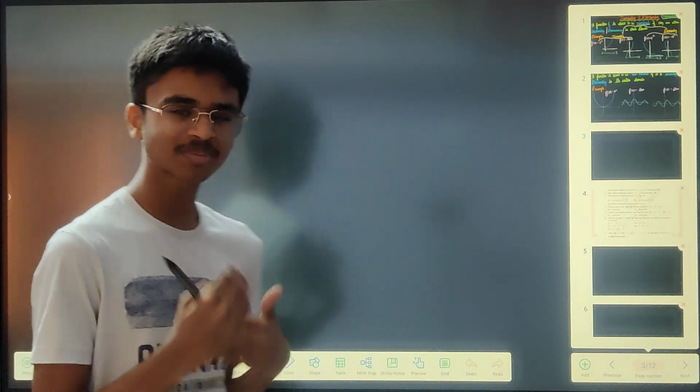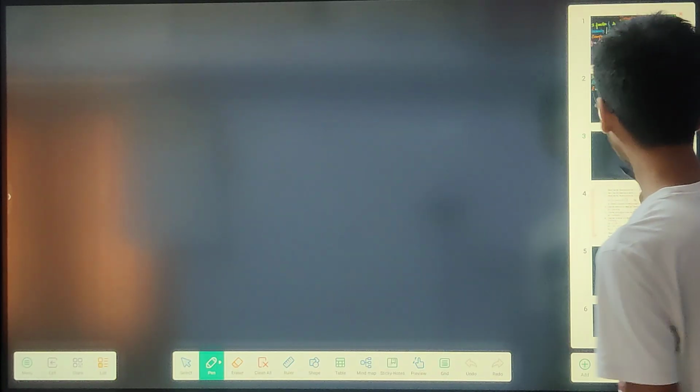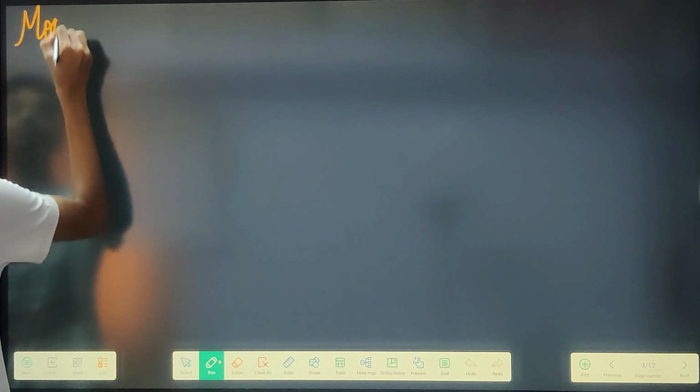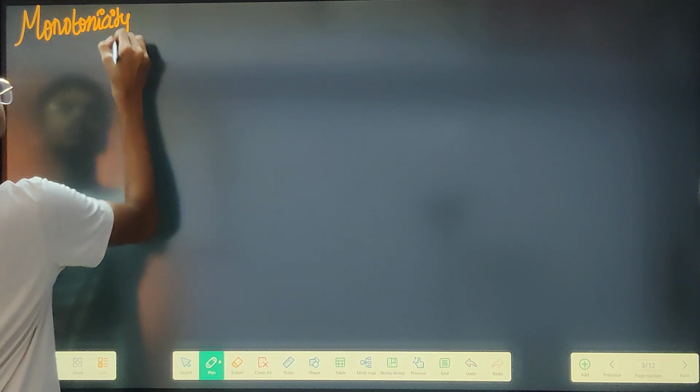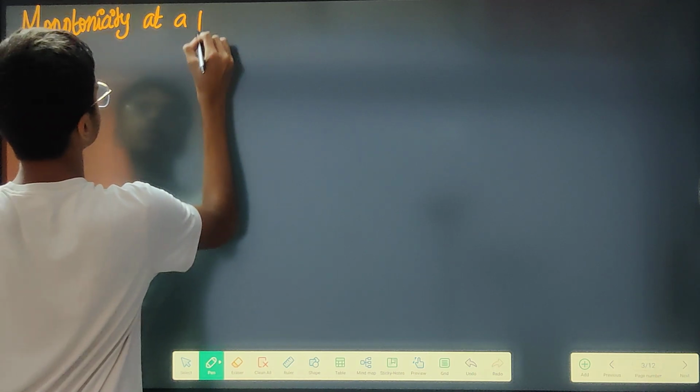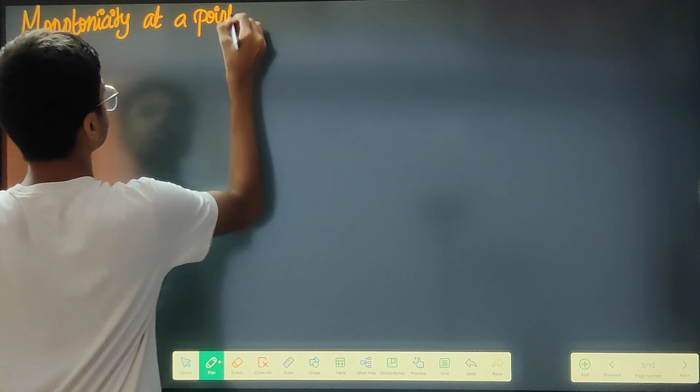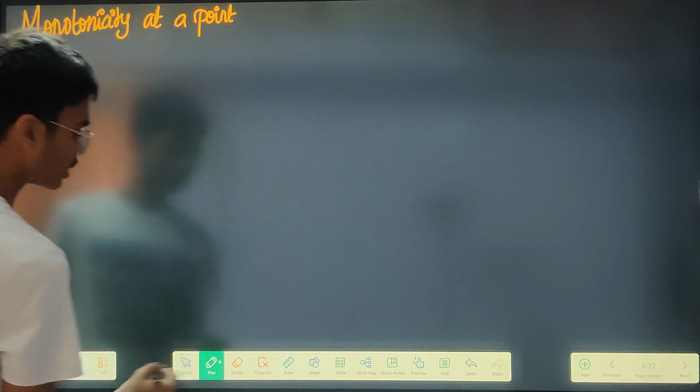What else? Monotonicity at a point. Now we are really going into it. See, till now all we have done is to draw and to talk. That's it. Hereafter, little by little, we are going to also take some sums and some theorems. So, what is monotonicity at a point?